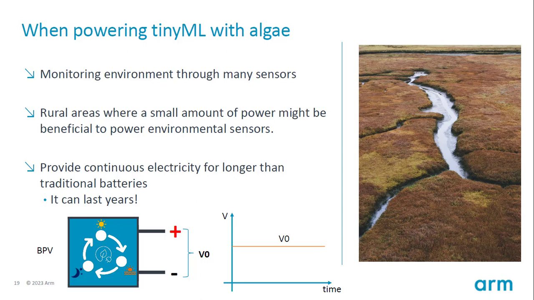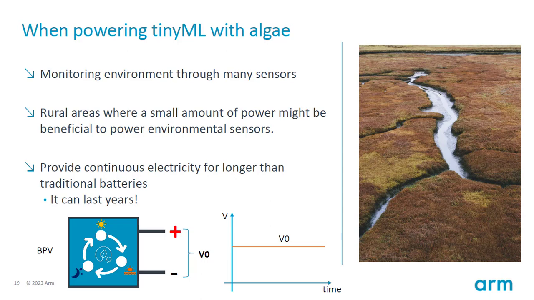We can monitor the environment through many sensors. And this is actually the application we were thinking. So when you have a river and you want to monitor the quality of the water, you need a lot of sensors spread over the river in order to get this information. And definitely the algae can help, because algae can be collected everywhere. You don't need to go to a specific country to get it.